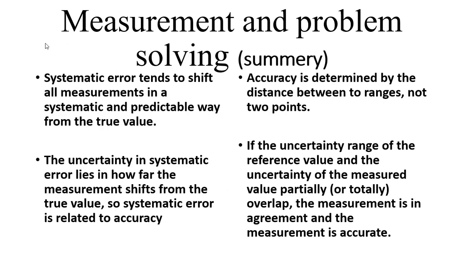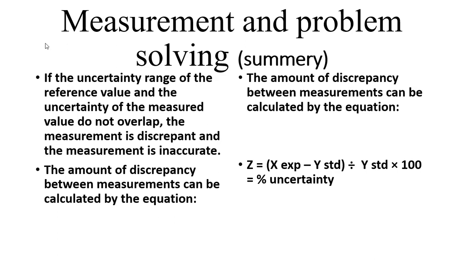Systematic error summary. Systematic error tends to shift all measurements in a systematic and predictable way from the true value. The uncertainty in systematic error lies in how far the measurement shifts from the true value, so systematic error is related to accuracy. Accuracy is determined by the distance between two ranges, not 2 points. If the uncertainty range of the reference value and the uncertainty of the measured value partially, or totally, overlap, the measurement is in agreement and the measurement is accurate. If the uncertainty range of the reference value and the uncertainty of the measured value do not overlap, the measurement is discrepant and the measurement is inaccurate.